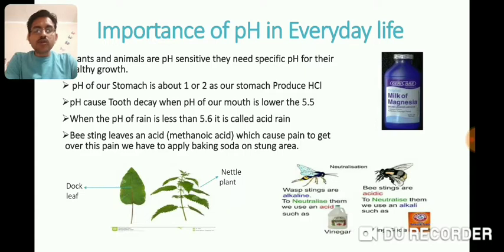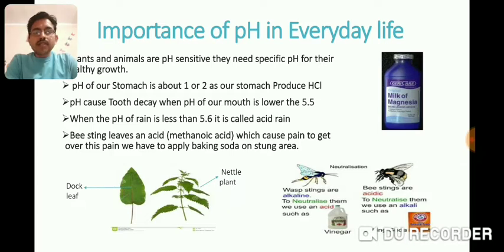pH level is also required to be maintained in our mouth to prevent tooth decay. In case the pH of mouth falls below 5.5, it would lead to excessive production of acid resulting in tooth decay. When the pH of rain is less than 5.6, it is called acid rain.